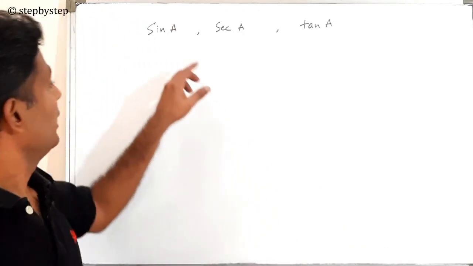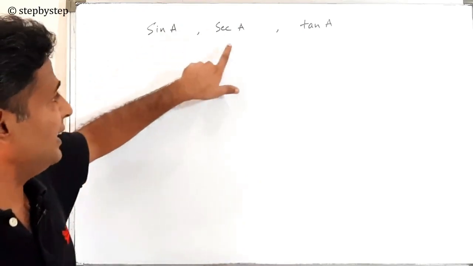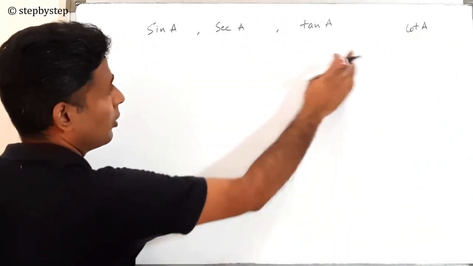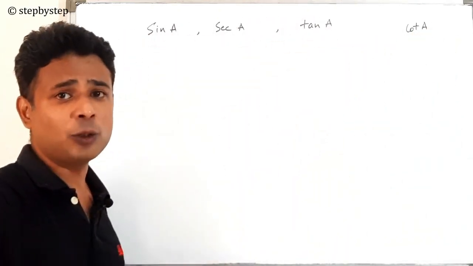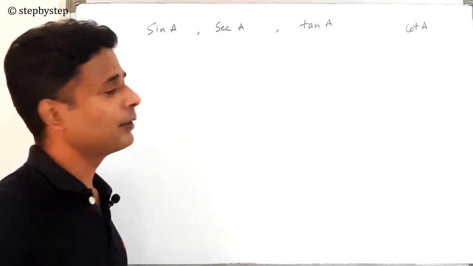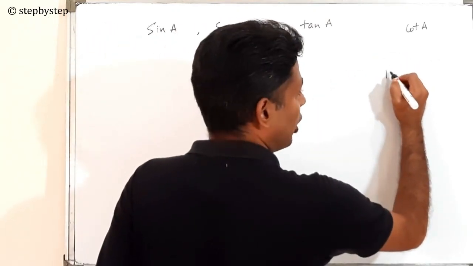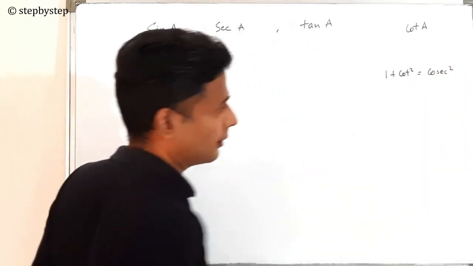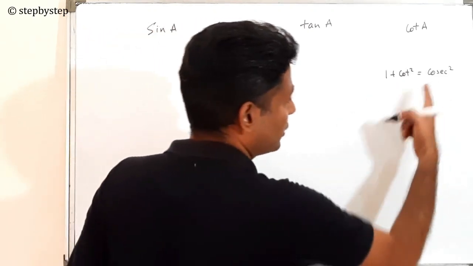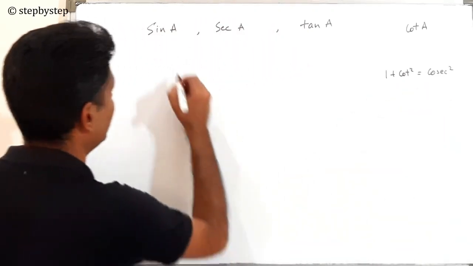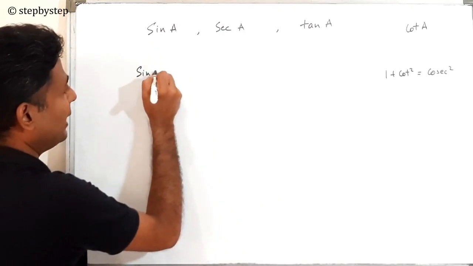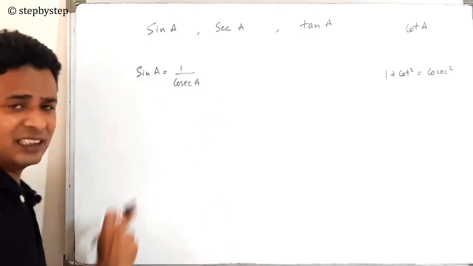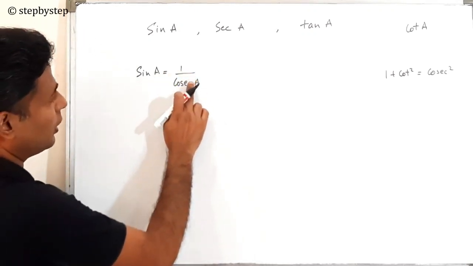Now the first question is, they have asked us to express these ratios sin A, sec A, tan A in terms of cot A. So you have to express this in terms of cot A, which means sin A should be equal to something in cot. Only cot should be there. Now to first find that, where does cot come? 1 plus cot square equal to cosec square, right? So we have 1 plus cot square as cosec square. Remember this identity. Sin A can be written as 1 by cosec A, because cosec A is the reciprocal of sin A. So now we got sin A equal to 1 by cosec A.